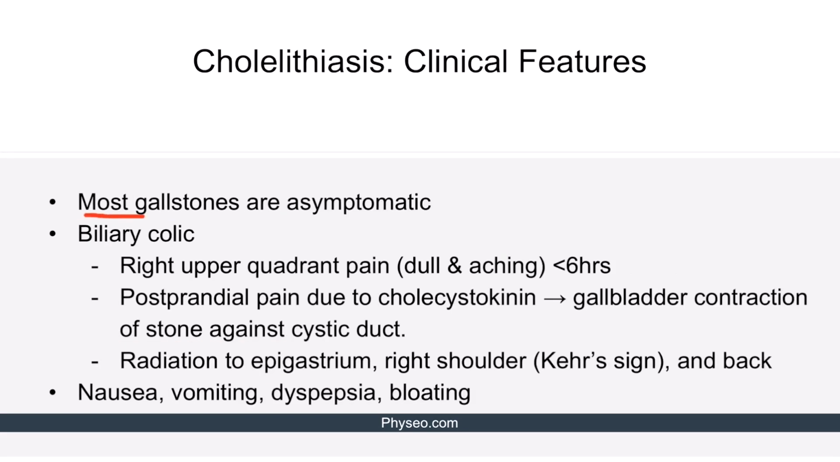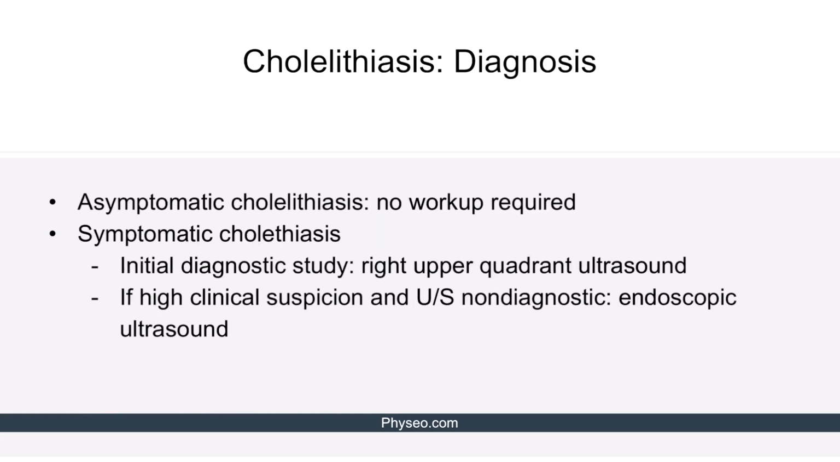Cholelithiasis usually has no symptoms, with stones being found on routine investigation or scans for another disease. When symptomatic, cholelithiasis presents with biliary colic, which is a dull and aching right upper quadrant pain that occurs postprandially, lasting less than 6 hours. Pain occurs postprandially due to the production of cholecystokinin, which leads to gallbladder contraction of the stone against the cystic duct. The pain may radiate to the epigastrium, right shoulder, which is known as Kehr's sign, and to the back. Other non-specific symptoms may include nausea, vomiting, dyspepsia, or bloating.